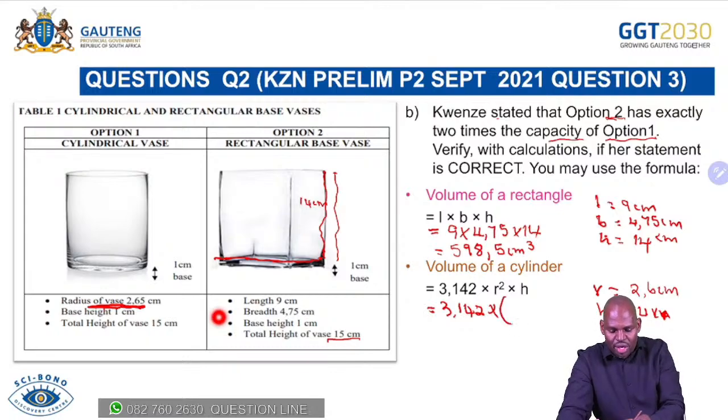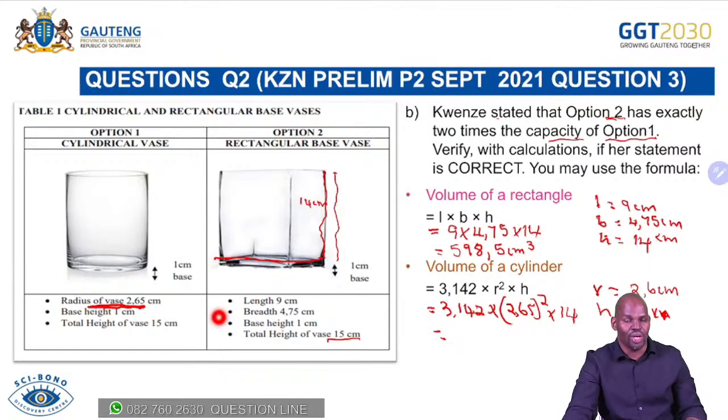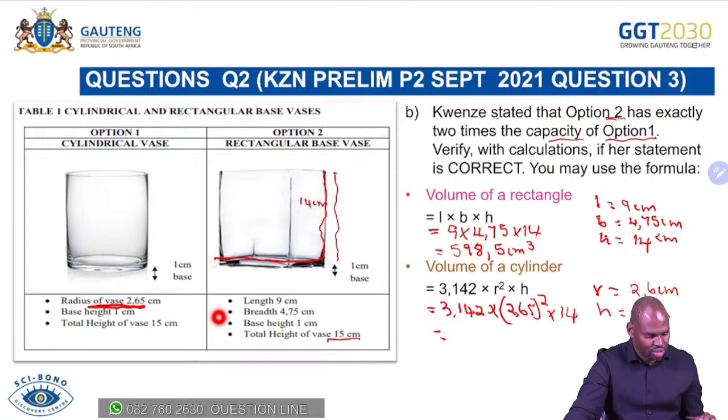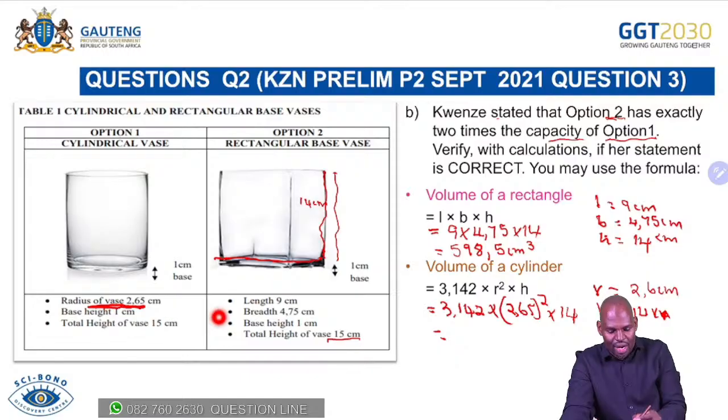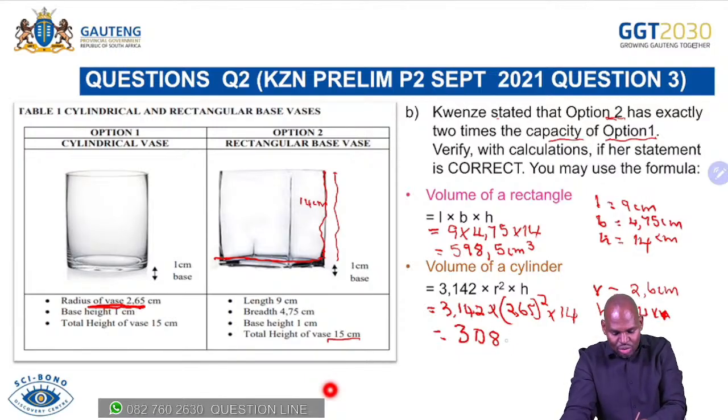We can do the substitution, then it's 2,65 squared, and then we times by 14. Then use your calculator. So it's 3,142, open bracket, 2,65, close the bracket, and then you make it to the power of 2, then you times by 14. So there I get 308.905.